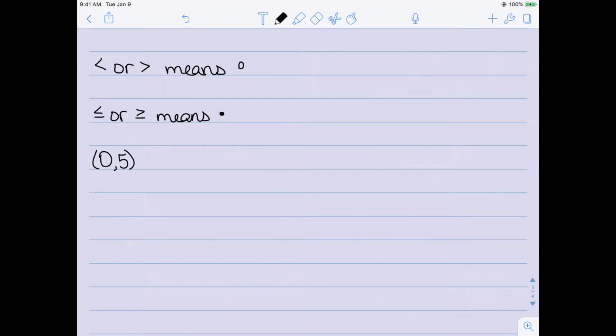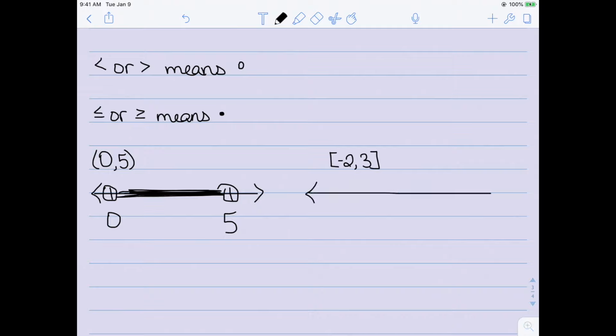So if I go back to my example earlier of 0 to 5, then I could have my number line. I would put an open dot at 0, an open dot at 5, and then I would shade in between. On the other hand, if I think of this negative 2 to 3 with square brackets, then I would draw my number line and put closed dots at negative 2 and 3, and then once again shade in the middle. And these are not the only two possible outcomes.